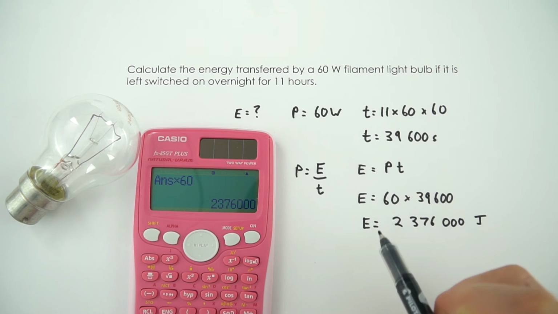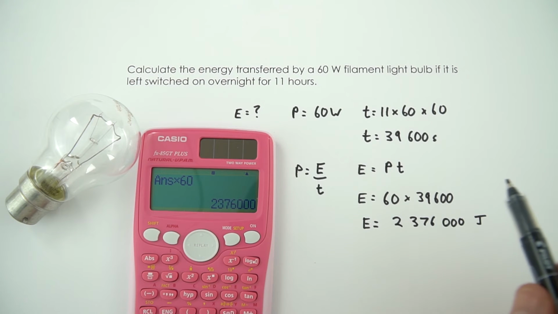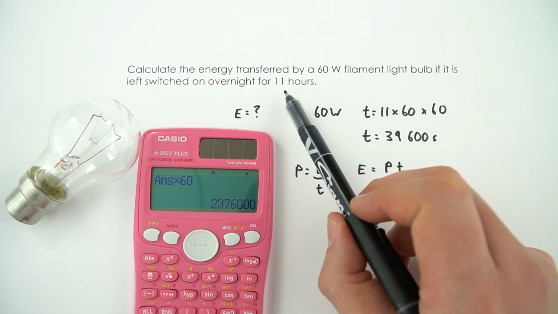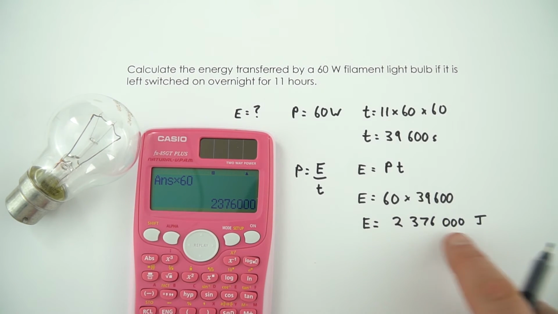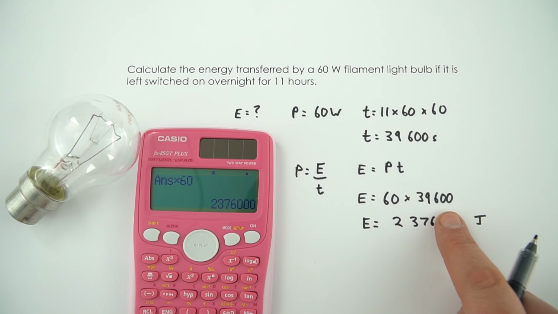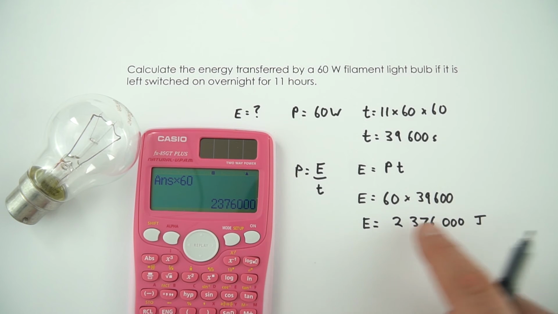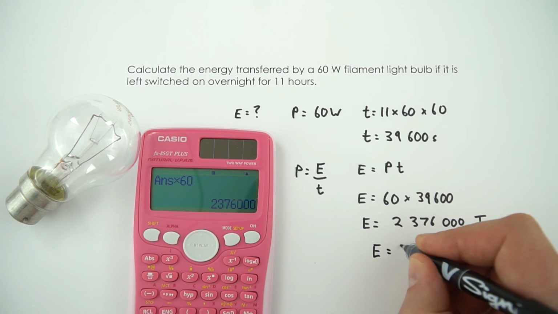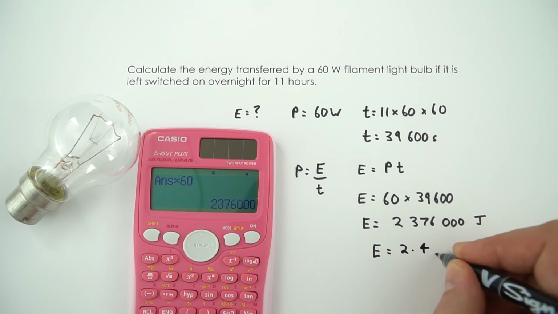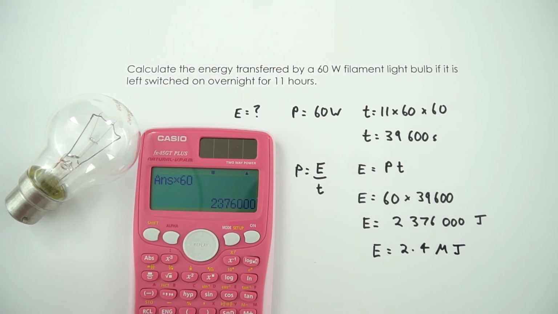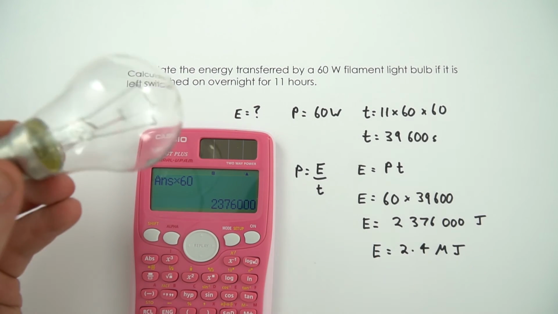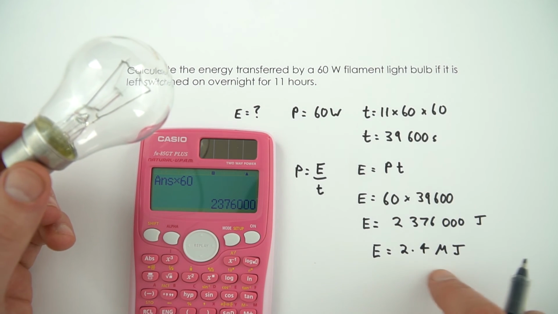Now, a more appropriate way to maybe write this final answer is we need to round to two significant figures because we've got 60 and 11. And also, rather than writing it in joules or even kilojoules, we could write it in megajoules because we've got something which is 1,000,000 times bigger. And so that means the energy transferred is equal to 2.4 megajoules. So just leaving one light bulb on just overnight in the corridor, maybe where it's not even being used, you can see how much energy it transfers.